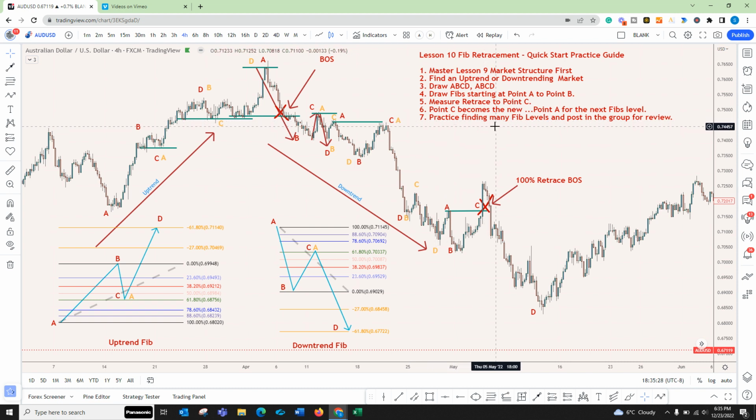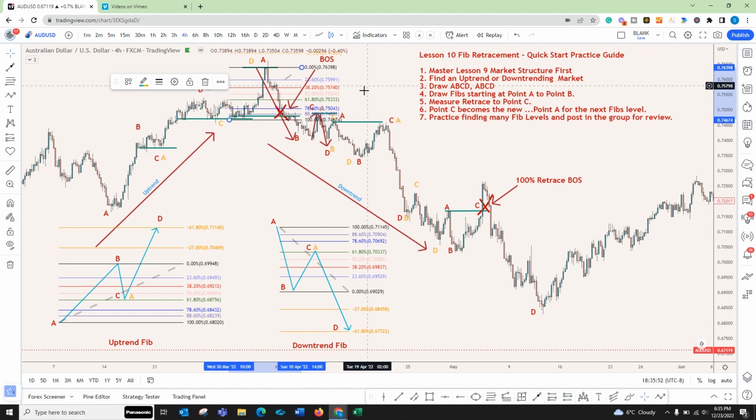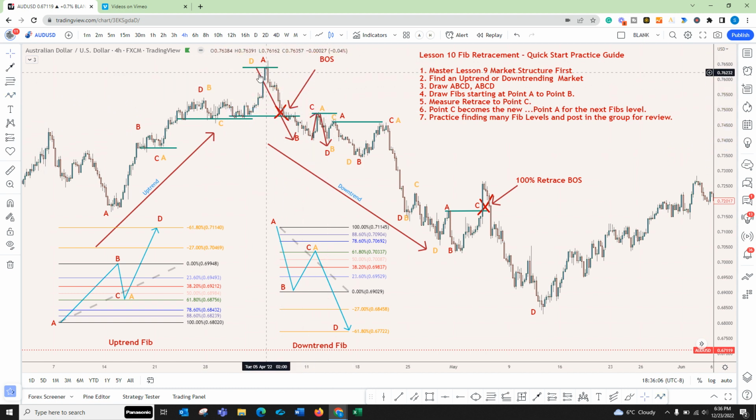Step 7, practice finding many fib levels and post them in the student group for review. So all of these A, B, C, Ds, and then there's actually another one here, A, B, C, break of structure. So if you drew fibs here, you can see if you drew A here, A, B, so let me use this little tool here. So A, B, retrace all the way to C, and then it breaks structure, and then the downtrend continues. Or the uptrend breaks and the downtrend continues after that.